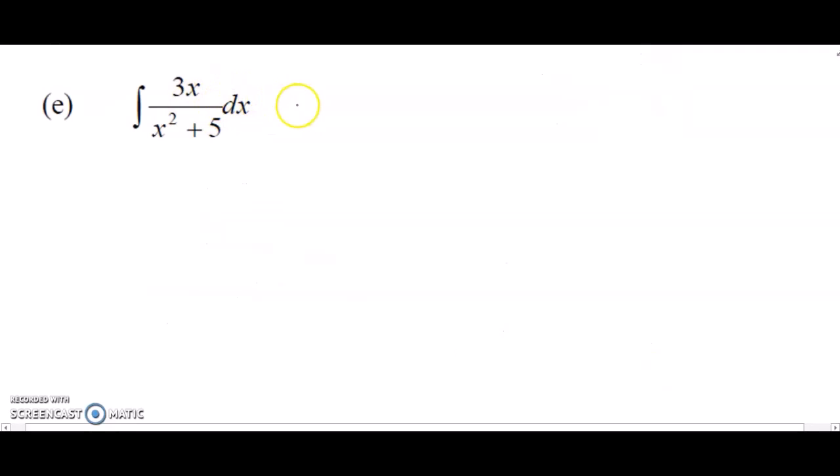The same question, similar to the question that I showed just now. Take out the 3. You have x over x squared plus 5. Alright, let's try to guess what u you will use. You can pause the video and try out the question first. Alright, let's check your answer. Is it correct or not?